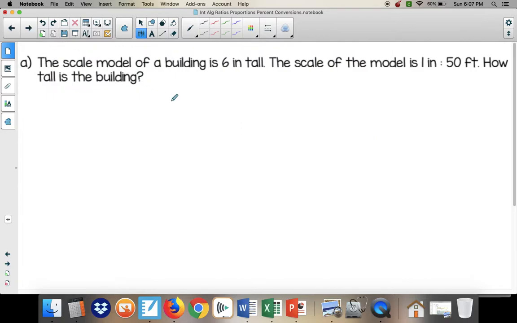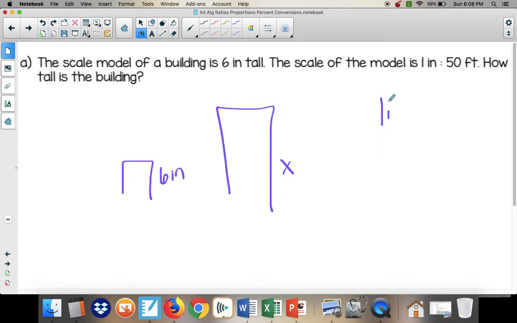Let's try it again. A scale model of a building is 6 inches tall. All right, so here's a building, 6 inches tall. The scale of the model is 1 inch to 50 feet. How tall is the building? All right, so if 1 inch is equivalent to 50 feet, then the model is 6 inches.